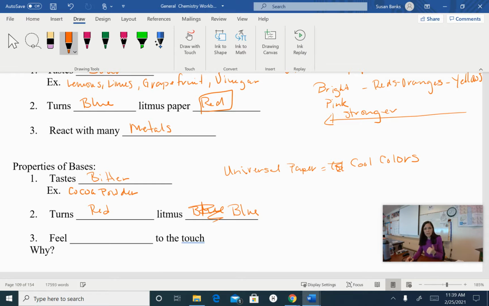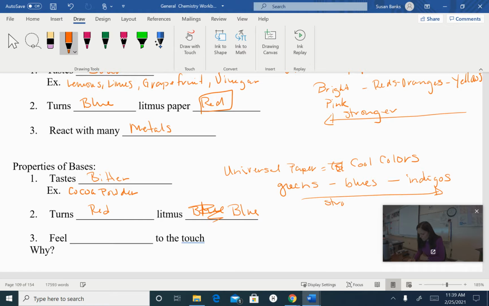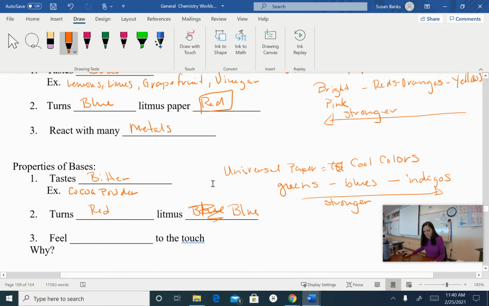And by cool colors, I mean green, greens to blues to, it doesn't really get purple, it goes more to indigos. Okay, and this gets stronger this way. So the darker the blue, the deeper the blue, the stronger the base is on universal paper. Okay, now when we touch bases, they feel slippery.